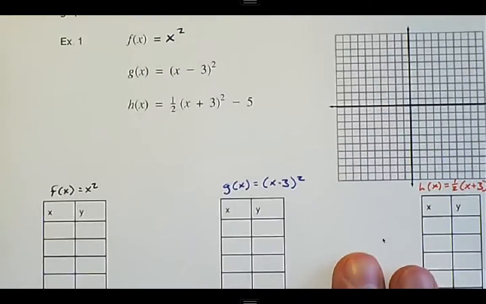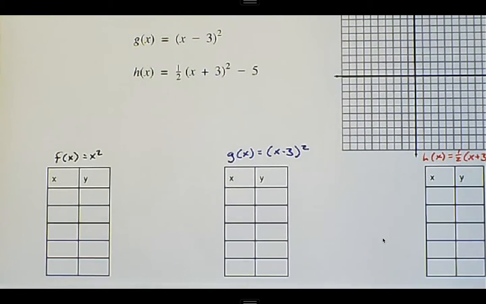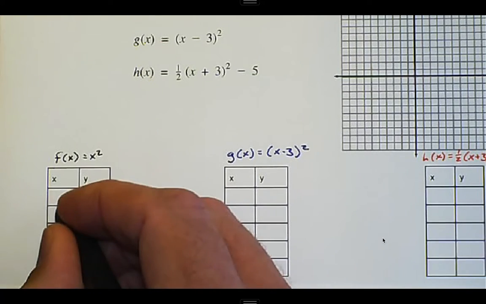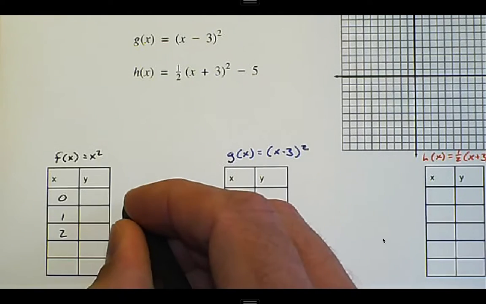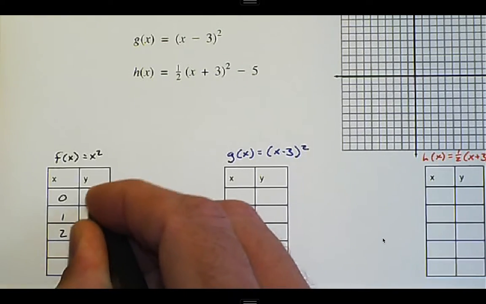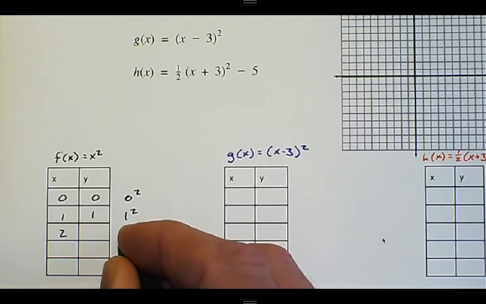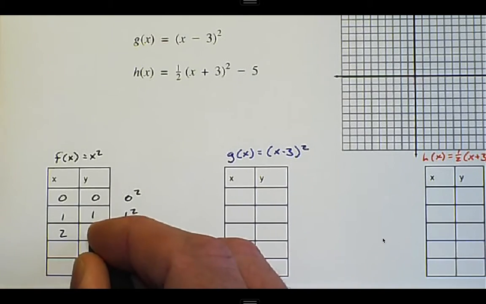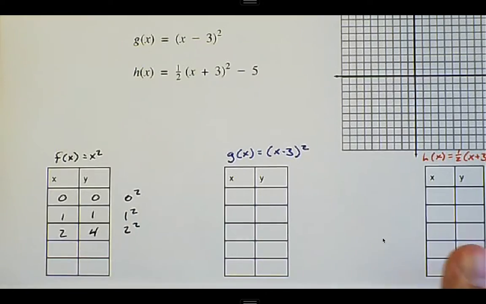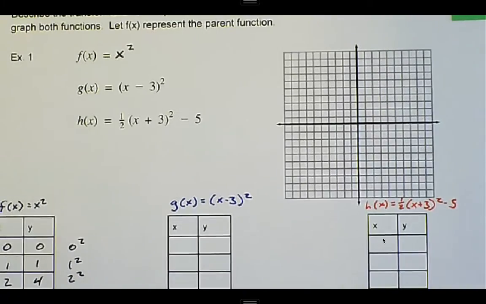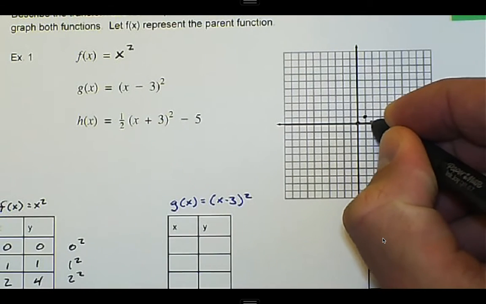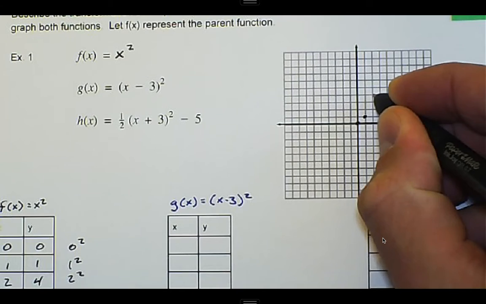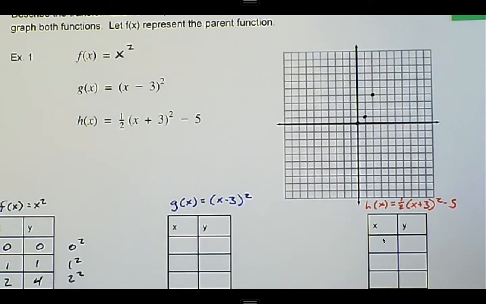And we can see right down here that we can pick some values to substitute into that equation. When I substitute those values in, 0, 1, and 2 are always going to be good ones to pick. So 0 squared is 0, 1 squared is 1, and 2 squared is 4. So I can use my graph over here, and I can plot those points: (0, 0), (1, 1), and (2, 4). Okay, so I have those graphed.